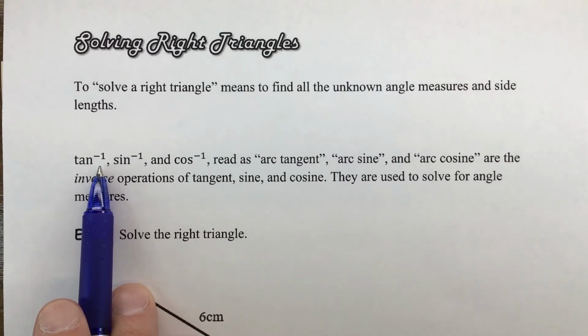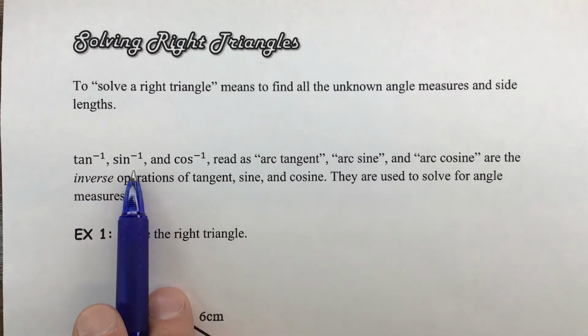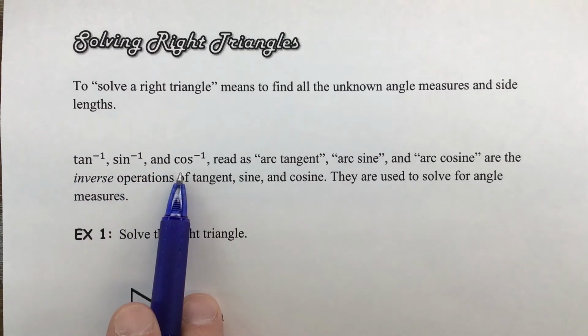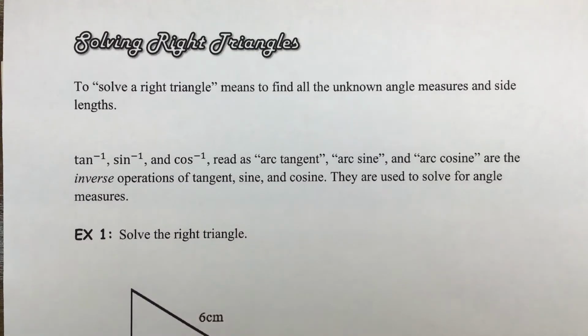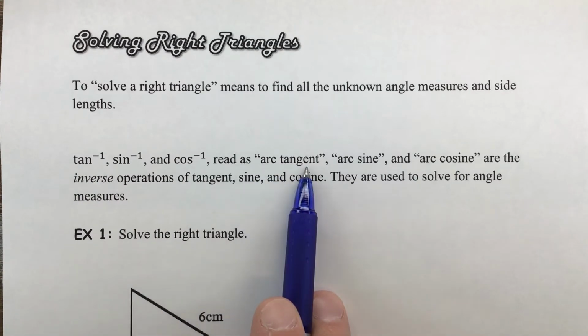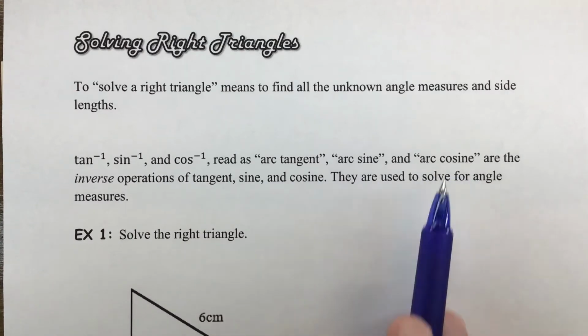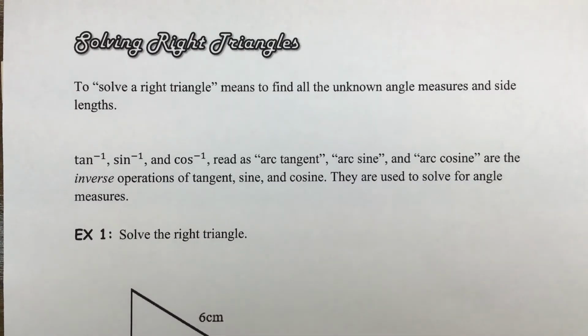Now there's a couple different ways that you can read these. You can read this as inverse tangent. This would be inverse sine. This could also be inverse cosine. However, the way that I was taught and the way you'll probably hear me call these, this will be called the arctangent, A-R-C, arctangent. This would be called the arcsine. This would be called the arccosine. So sometimes you might hear me say inverse, but most often you'll probably hear me say arctangent, arcsine, arccosine. And once again, these are going to be used to solve for angle measurements.